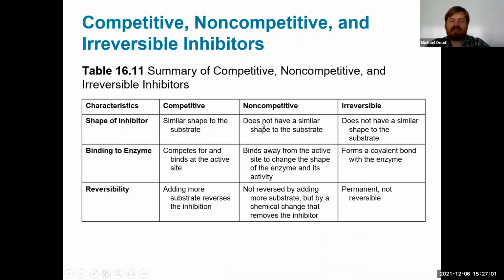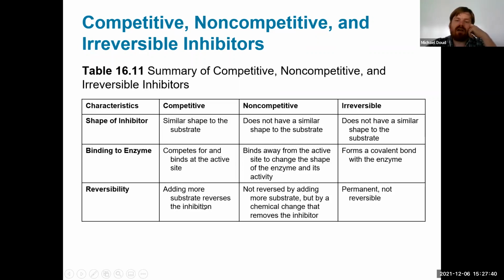Okay, so here's the summary of what you need to know. If you have a competitive inhibitor, it's going to have a similar shape to the substrate. If you have a non-competitive inhibitor, it's not going to be similar. And if it's irreversible, again, that's not going to have a similar shape to the substrate. It's going to have some covalent bond forming. Now, as far as binding to the enzyme, the competitive inhibitor competes for and binds at the active site. The non-competitive inhibitor binds away from the active site and changes the shape of the enzyme. And the irreversible inhibitor forms some covalent bond with the enzyme that, again, permanently changes the shape of the enzyme.